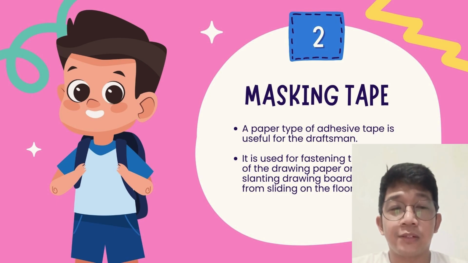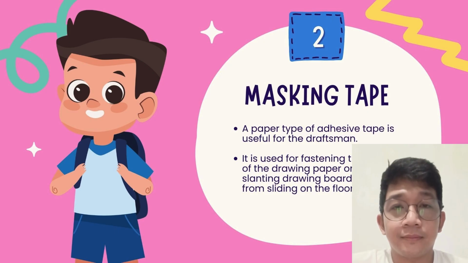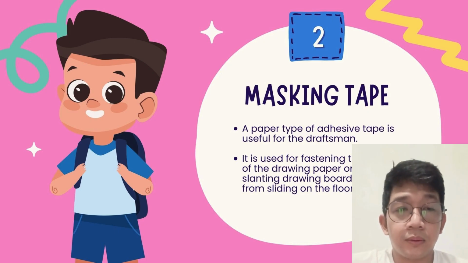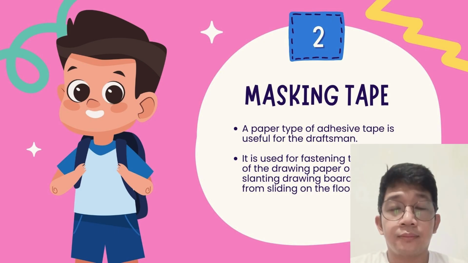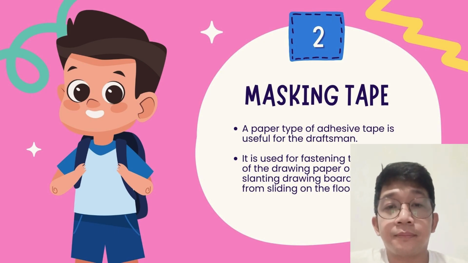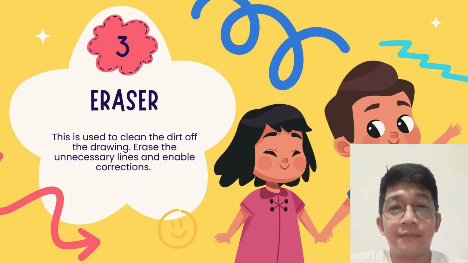slanted drafting board, preventing it from sliding or moving while the draftsman works. This stability ensures that lines, measurements, and details remain accurate, which is crucial for precise technical drawings. Additionally, paper tape is preferred because it does not damage the drawing paper when removed, unlike stronger tapes that may tear or leave sticky residue. This helps maintain the cleanliness, neatness, and professionalism of the drawing. Eraser. This is used to clean the dirt off the drawing, erase the unnecessary lines, and enable corrections.